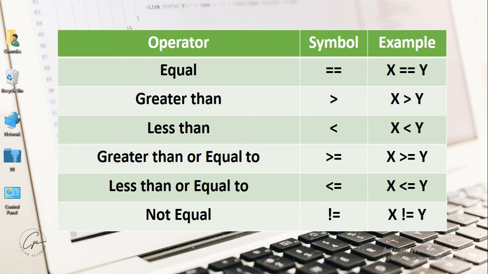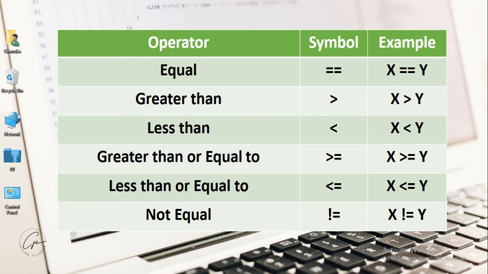Less than: is operand 1 less than operand 2? Greater than or equal: is operand 1 greater than or equal to operand 2? Less than or equal: is operand 1 less than or equal to operand 2? Not equal: is operand 1 not equal to operand 2? The greater than or equal to, and less than or equal to operators have to be used exactly as shown in the table, others are incorrect.